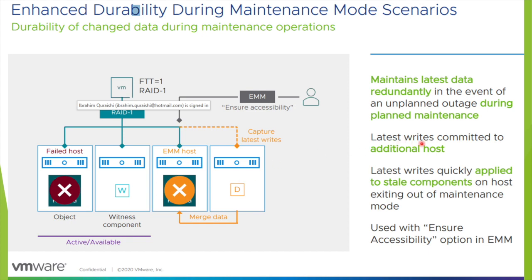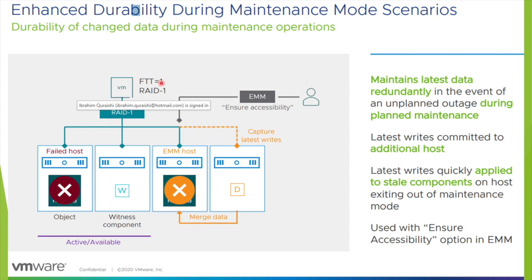So the last write committed to the additional host, the last write quickly applies to the state components on the host exiting out of the maintenance mode. This is basically used with this option which they are saying, ensure accessibility, EMM. What that basically means is FTT is going to be 1.